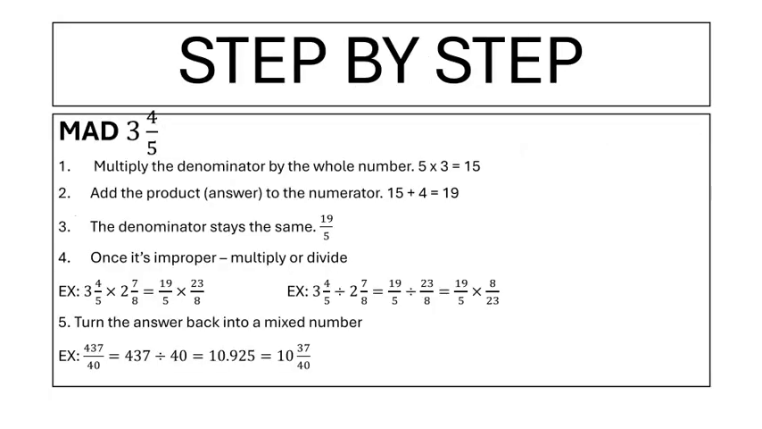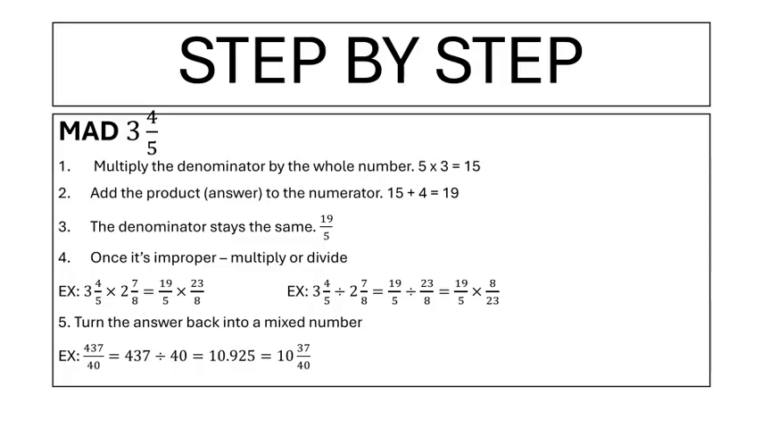This section is for the step-by-step directions. Make sure you label this section with the title step-by-step. Copy everything down exactly as you see it. This slide talks about MAD, which stands for multiply, add, and keep the denominator. You need to multiply the denominator or bottom number by the whole number. Take that answer and add it to the numerator or top number. That answer becomes your new top number, and it goes over the same denominator.